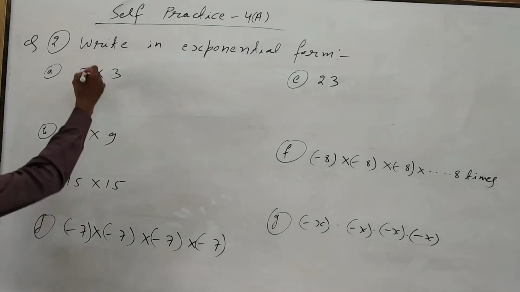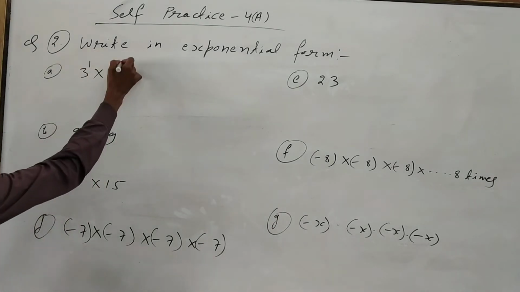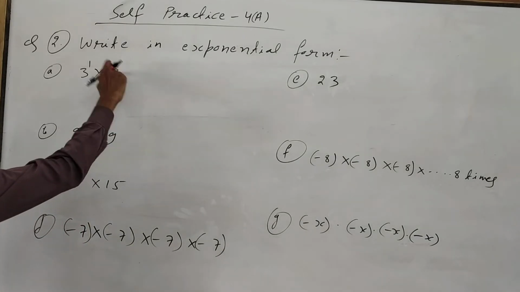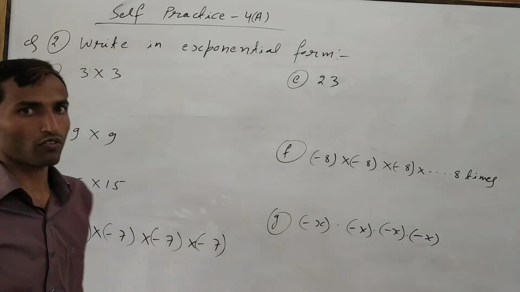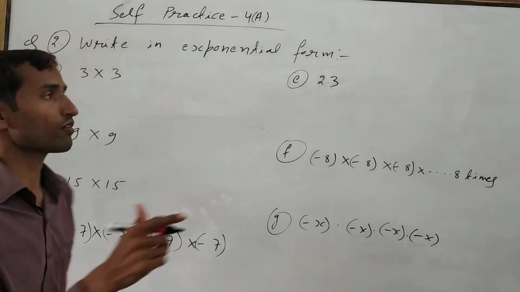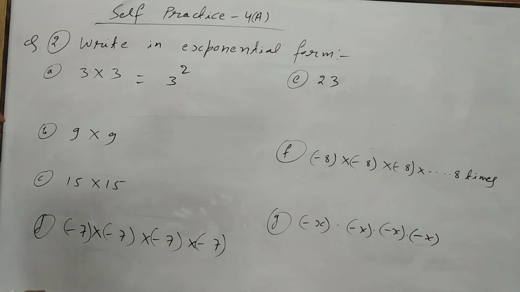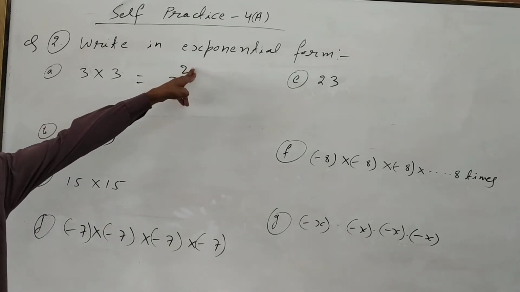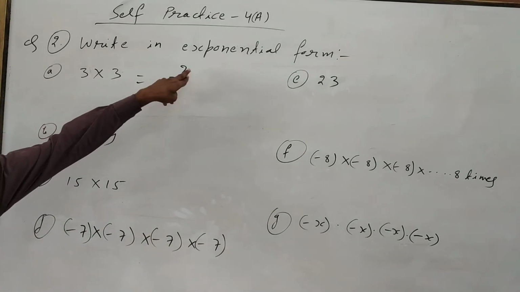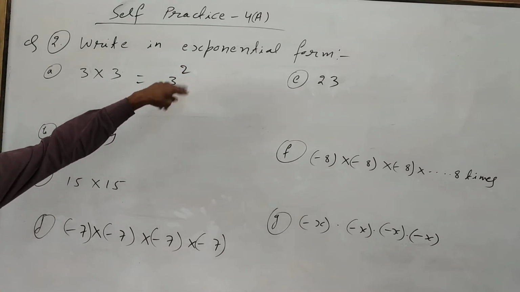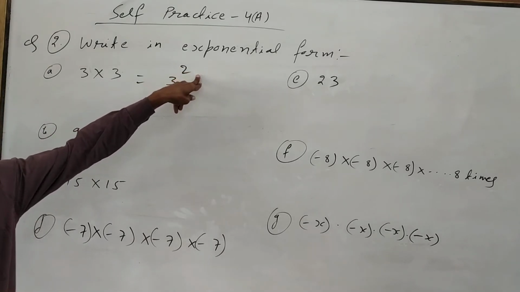So just see here, 3 power 1 and here also 3 power 1. So 2 times is there, which means 3 into 3. If the question is given as multiplication 2 times, meaning 3 into 3, then you have to write down 3 power 2. So this one is the exponent and this one is the base. So 2 is called the power and 3 is called the base, or you can say 2 is the exponent.